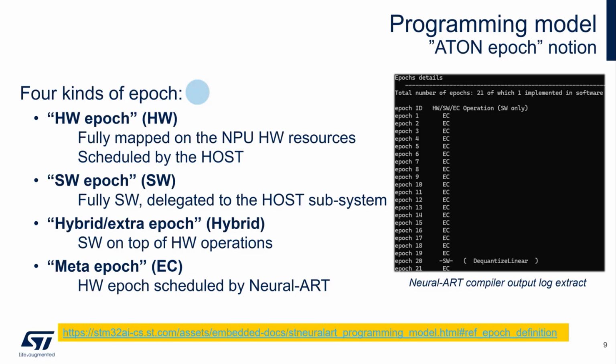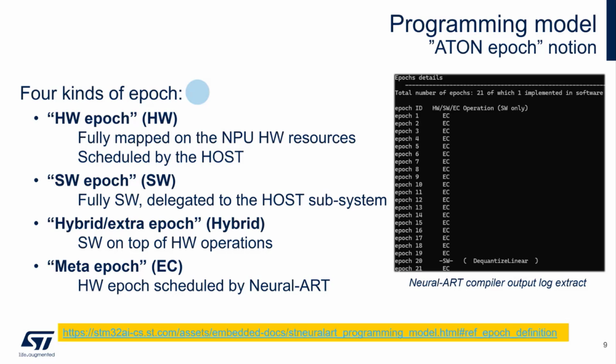Then you can have a hybrid or extra epoch. It's a mix of hardware and software operations. It will use the Cortex not only as a scheduler, but also as a processor, and some subparts will be executed using the Neural-ART hardware operations.